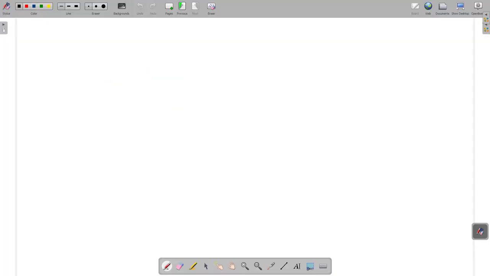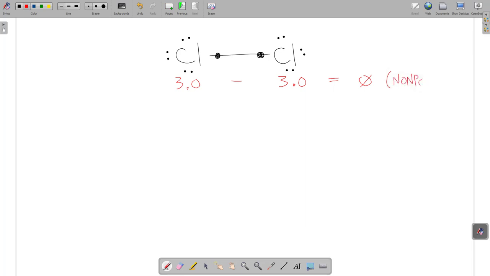So, to summarize, if we have Cl and Cl, and we're talking about the electrons in the bond, Cl and Cl both have an electronegativity of 3.0. So this is nonpolar. 3.0 minus 3.0 equals 0. No difference in electronegativity. Nonpolar.